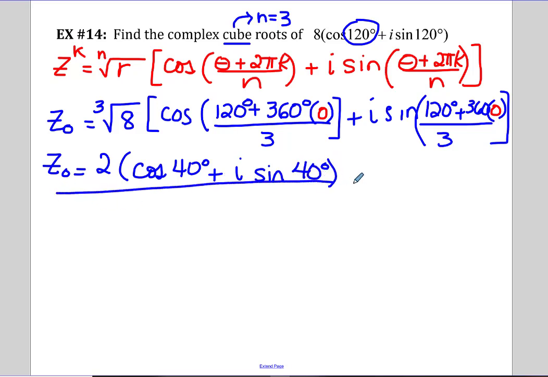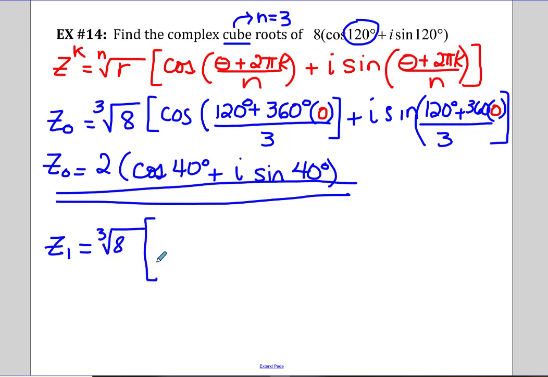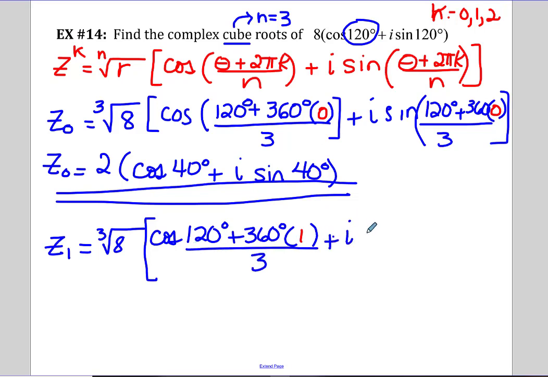Now I'm not going to get a decimal answer. I'm just going to leave it. That's my first root. The second one, we'll call that z sub 1, is the cube root of 8. And again, we're going to repeat this. Cosine of 120, but this time it's 360 times 1, because k is going to go from 0, 1, and 2. And then we'll have the cube roots, the first one, the second one, and the third one. And we're dividing that by 3. And then same thing, i sine of 120 plus 360 times 1 divided by 3.